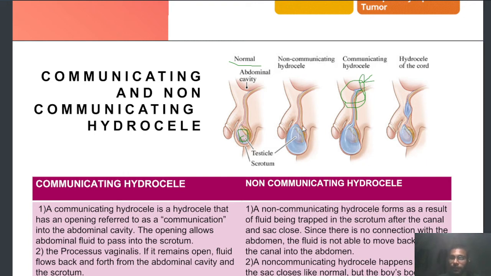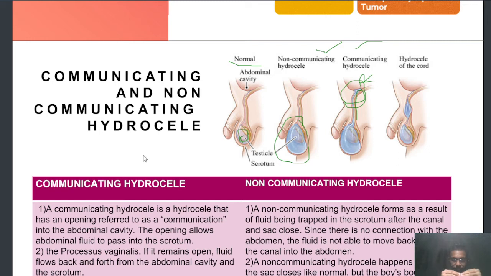In a non-communicating one, you can see that there is no communication between the abdominal cavity and the scrotal sac, but still there is swelling, hydrocele. And then there is the hydrocele of the cord. We'll discuss this in much more detail in a few seconds. So these two are the types of hydrocele that we'll be focusing on, the communicating and the non-communicating. As you can see here, the communicating hydrocele is a hydrocele that has an opening referred to as the communication.